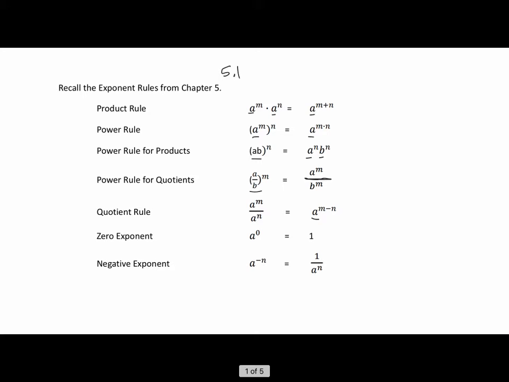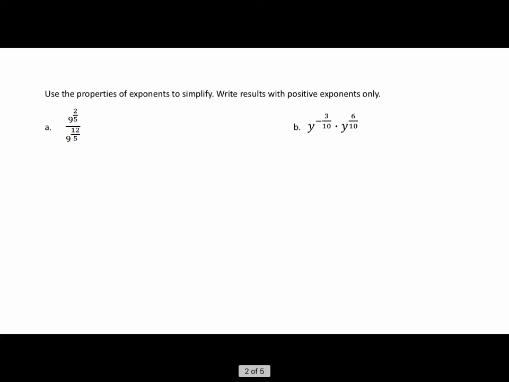My favorite is the zero exponent rule because anything raised to the 0th power is 1. And finally, the negative exponent we just talked about. Any base raised to a negative exponent is 1 over that base to the positive exponent. So we're going to use these rules and properties of exponents to simplify expressions. Always you should have positive exponents only in your final answer because that's the only way to be simplified.